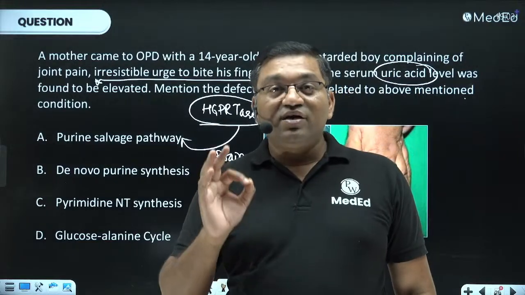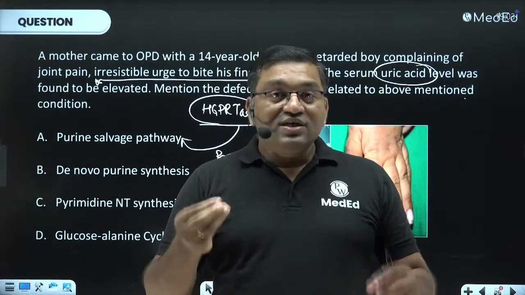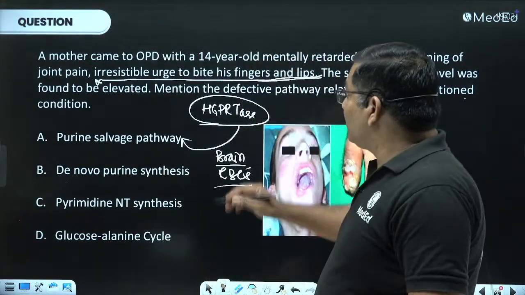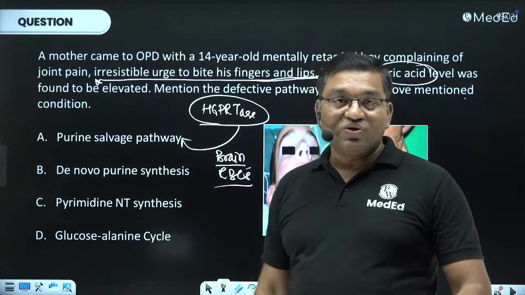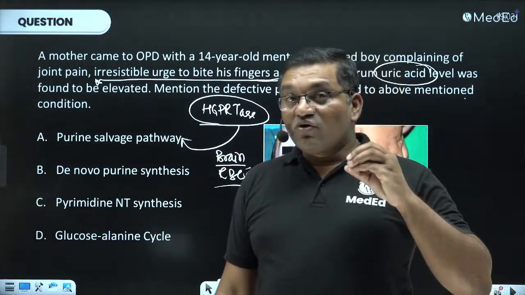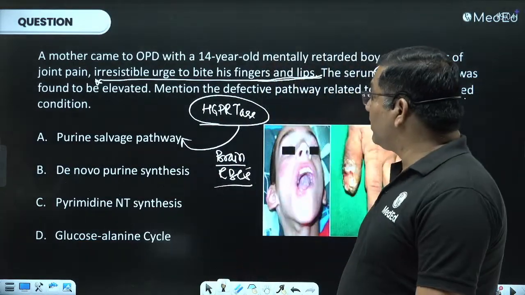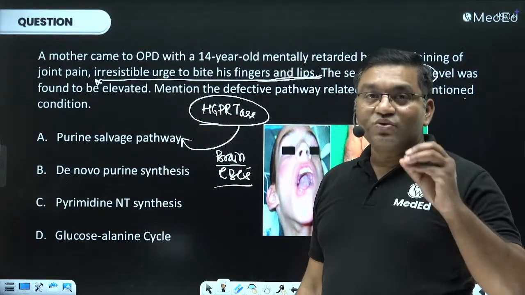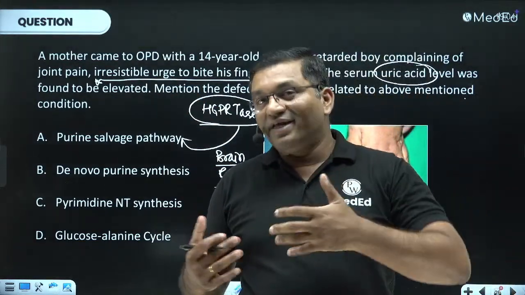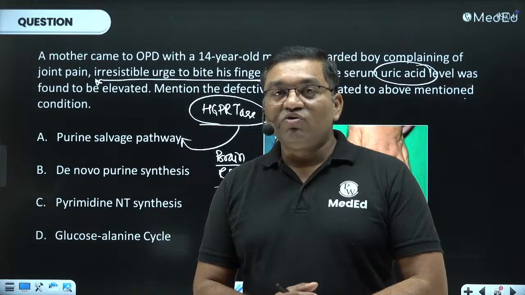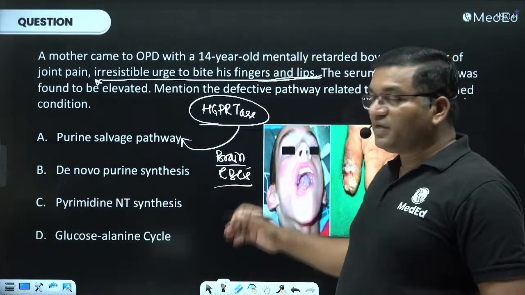So irresistible urge to bite their fingers and lips, self-mutilating activity is there, mental retardation is there because of decreased nucleotide synthesis in the brain, and joint pain because of increased uric acid level, which causes the gout-like symptoms, because of increased level of PRPP.